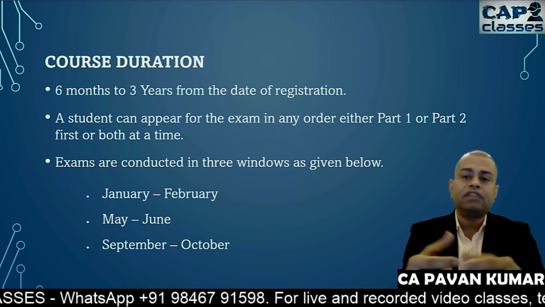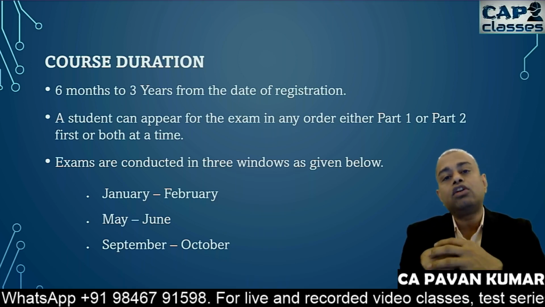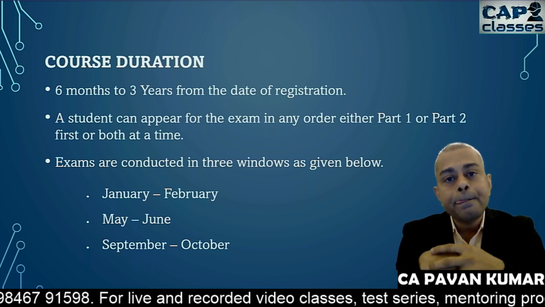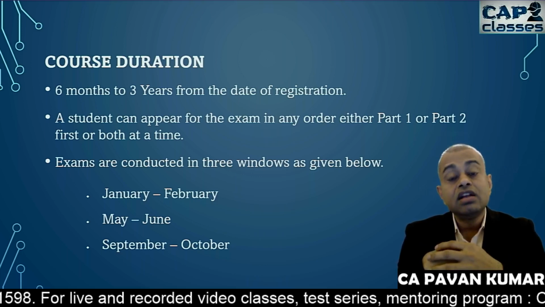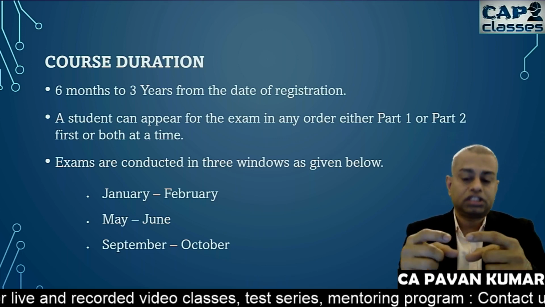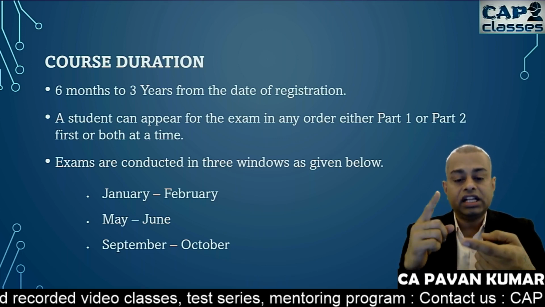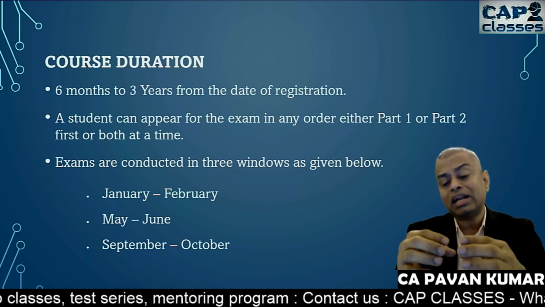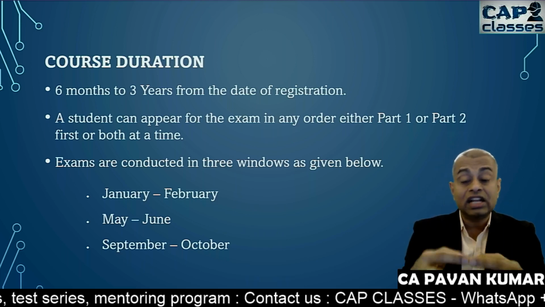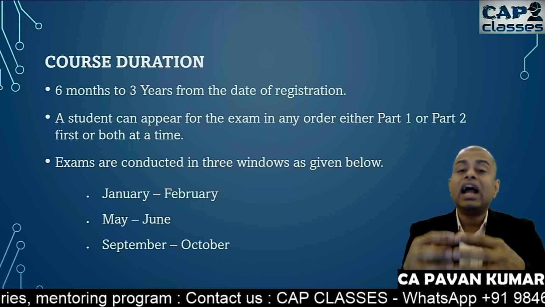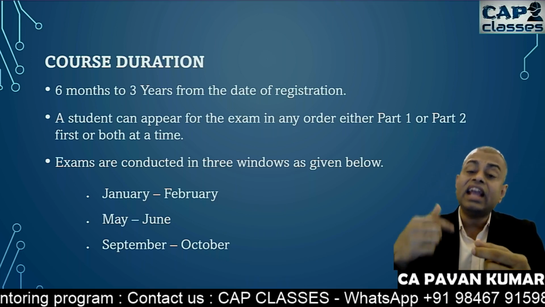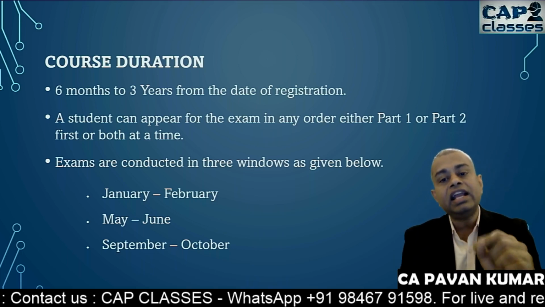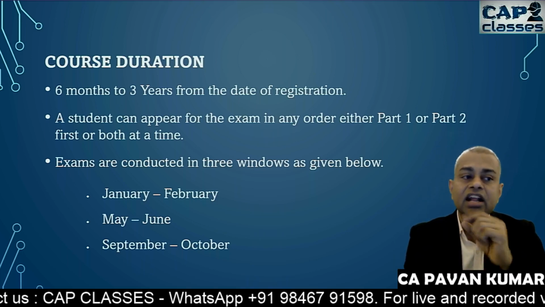Okay, a student can appear for the exam in any order. Pavan sir, I want to write part 1 first, right? Pavan sir, I want to write part 2 first, right? Pavan sir, I want to write both the parts. You can write. Exams are conducted in 3 windows. In a year, there will be 3 windows. One is the Jan-Feb window, one is the May-June window, one is the September-October window. That means you can get yourself registered with IMA and you can write the examination in any window as per your choice. You can choose that I would like to write the examination in this particular window.